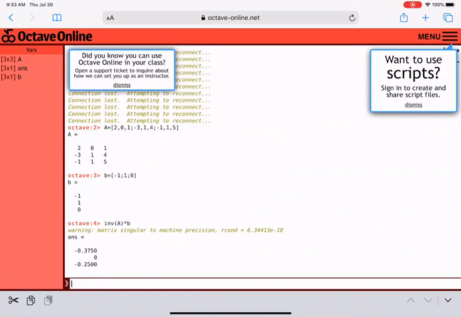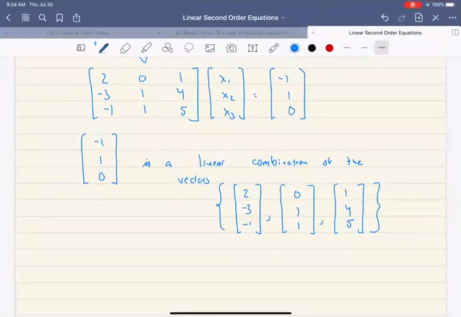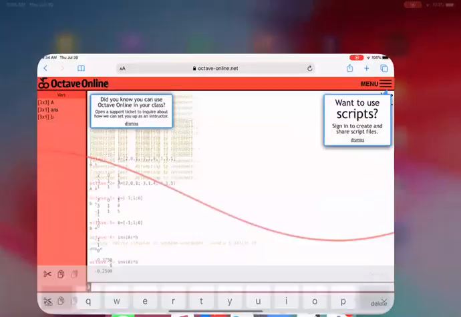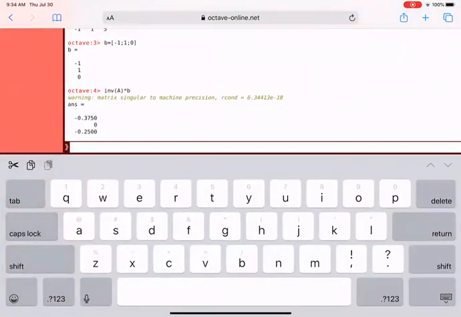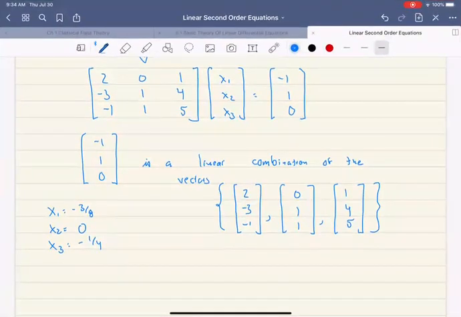So back to here. I get x1 is -3/8, x2 is 0, and x3 is negative 1/4. Let me just double check what I got. Yep. So we have this linear combination.